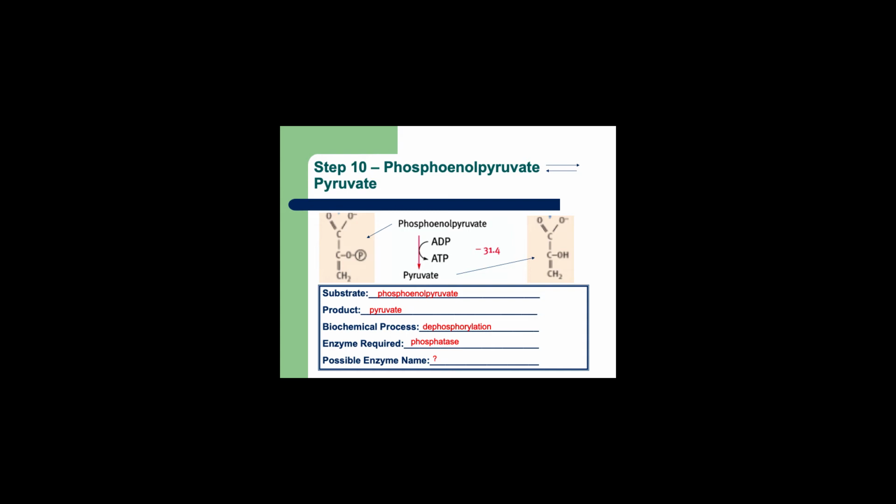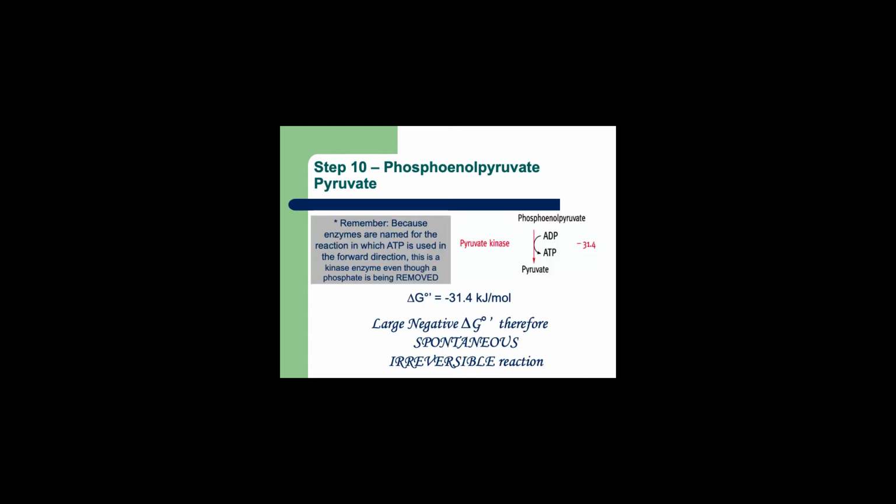So the possible enzyme name, based on our naming rules, would be pyruvate kinase, because we always name in the direction that ATP is being added. So in this case, it would be in the reverse direction of the formula. So we are correct in our naming. We always name in the direction that ATP is being added to the reaction. So in this case, it would be the opposite direction. And so the enzyme is pyruvate kinase.